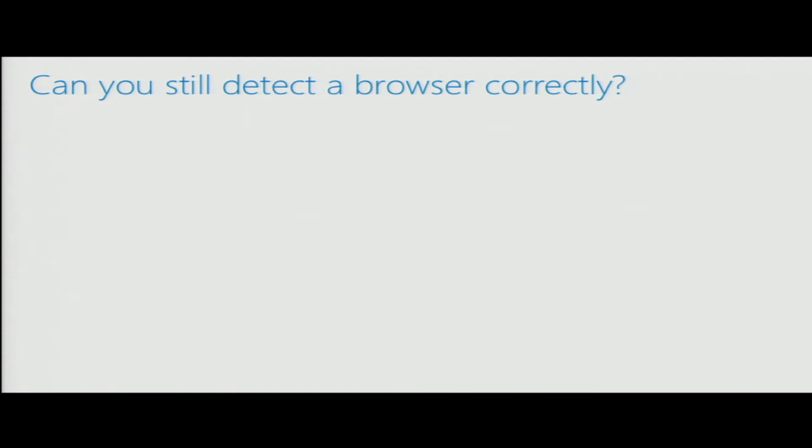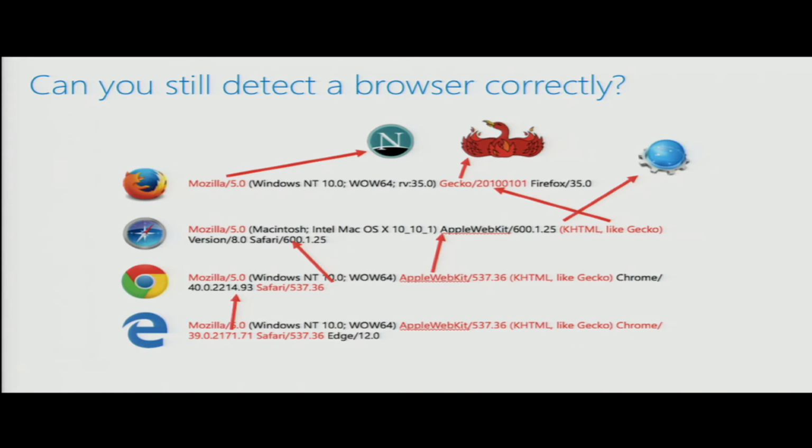But can you actually detect a browser correctly? Because when you look at the different user agent strings, every browser pretends to be someone else. So Chrome pretends to be Mozilla, Edge pretends to be Chrome. So it's all a big mess, and it's actually really hard to make a correct detection of the user agent.